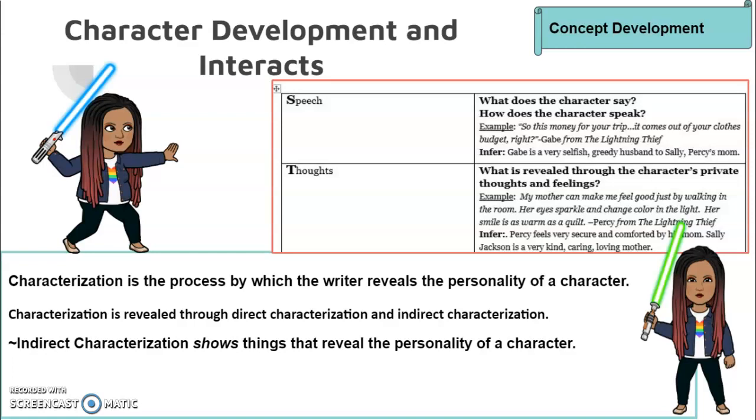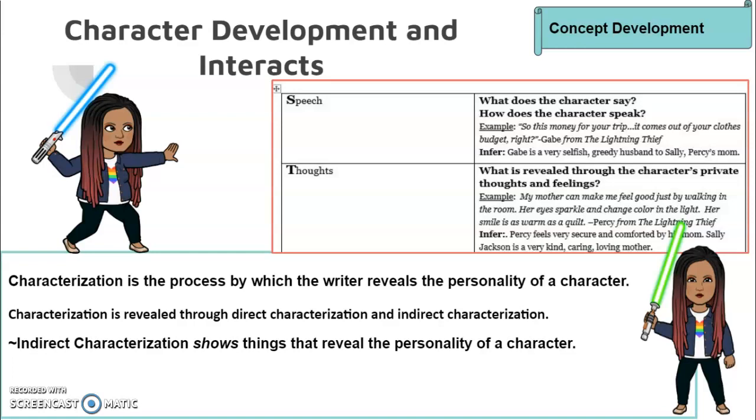So we're looking at speech. Remember, we're looking at what is revealed about the character's personality. We're looking at the complexity of this character. So, speech: what the character says, and how. We're looking at the tone that the character uses. We're looking at the word choice. Why did the character use this word, knowing that it has a negative connotation, versus using this word that has a positive connotation? So, here's an example.